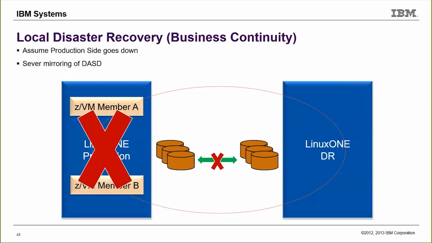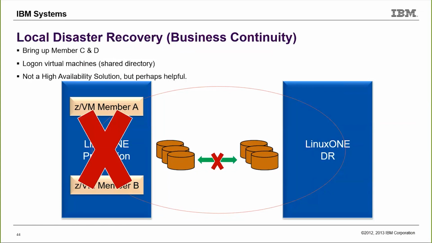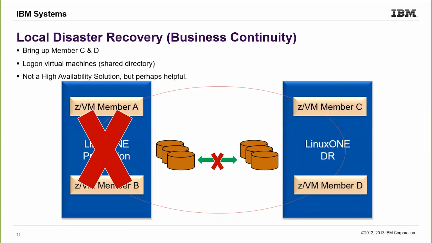So in that process, we would sever the mirroring of the disk, at which point we could then bring up members C and D and be running things over there. Now, since the disk was mirrored, and since it's part of a cluster, all the virtual machines that exist in A and B can run in C and D. And so I could quickly bring it up. Now, it's not high availability in terms of automatically running, though I could build some automation around this, but it allows me to more quickly bring things back up from a business continuity perspective.